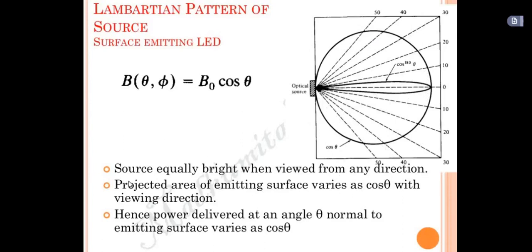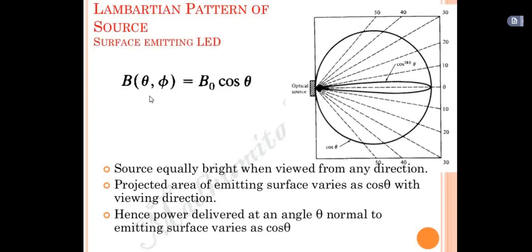So what I am saying is the source is equally bright. Whatever the brightness is, it is equally spread, which means there is no difference between any of the directions. It is all equal. Next, it varies as cos theta with the viewing direction. From whichever direction you want to view it, it is equal for all directions. Next, hence the power delivered at an angle theta normal to the emitting surface varies as cos theta. So whatever angle it takes, it always varies with respect to cos theta.